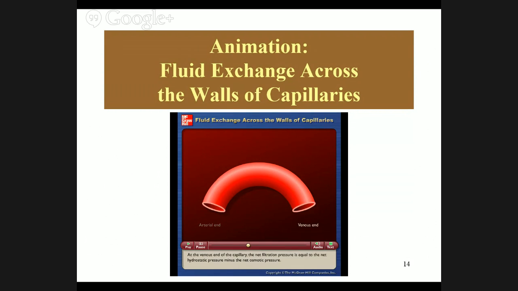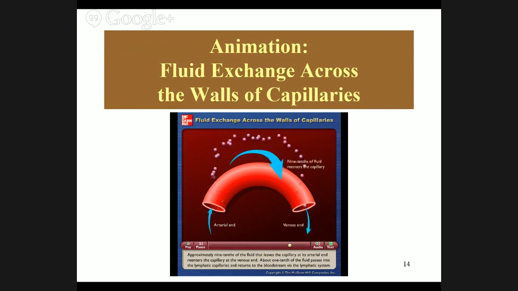At the venous end of the capillary, the net filtration pressure is equal to the net hydrostatic pressure minus the net osmotic pressure. The net filtration pressure is minus 7 millimeters of mercury. This causes fluid to move from the interstitial fluid into the capillary. Approximately 9/10 of the fluid that leaves the capillary at its arterial end re-enters the capillary at the venous end. About 1/10 of the fluid passes into the lymphatic capillaries and returns to the bloodstream via the lymphatic system.